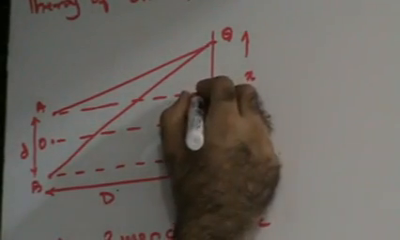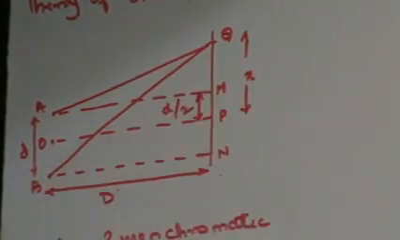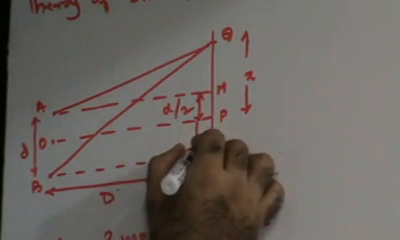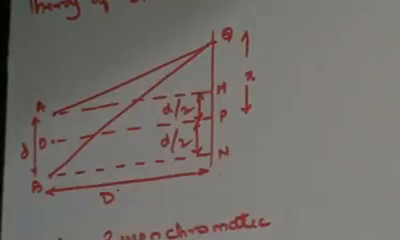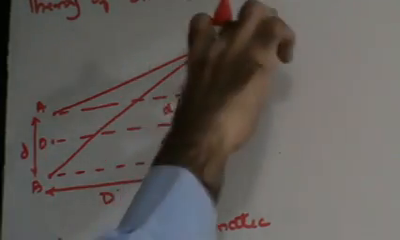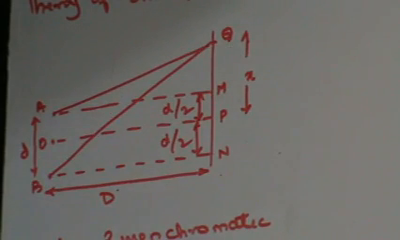Look at the figure. This whole distance is d, guys. That means the distance between P and M will be d by 2, because I've said that P and O are the midpoints, and this distance will also be equal to d by 2. That means I can say MQ is x minus d by 2. This total distance, that is PQ minus PM, will give you QM.